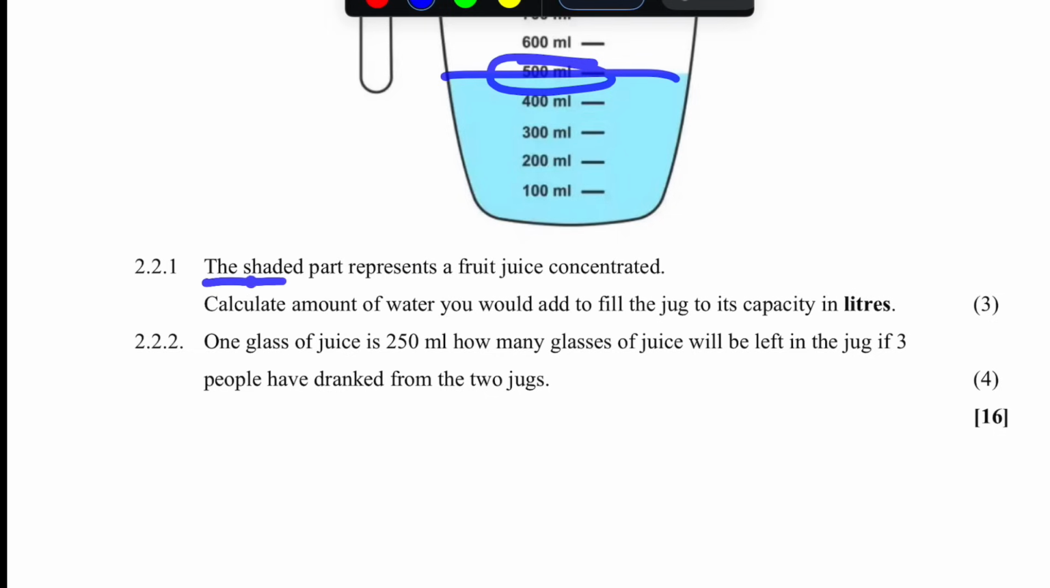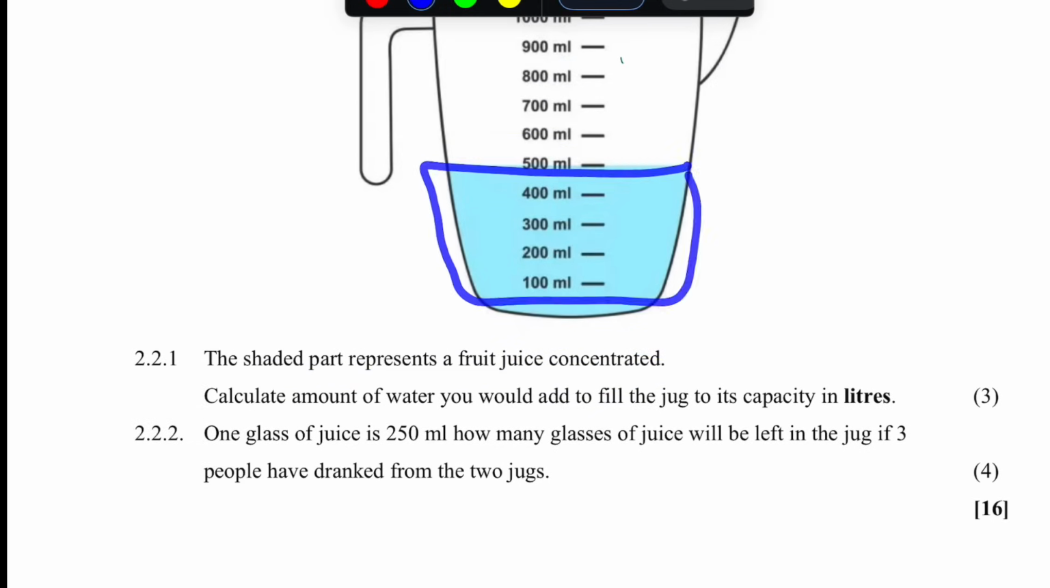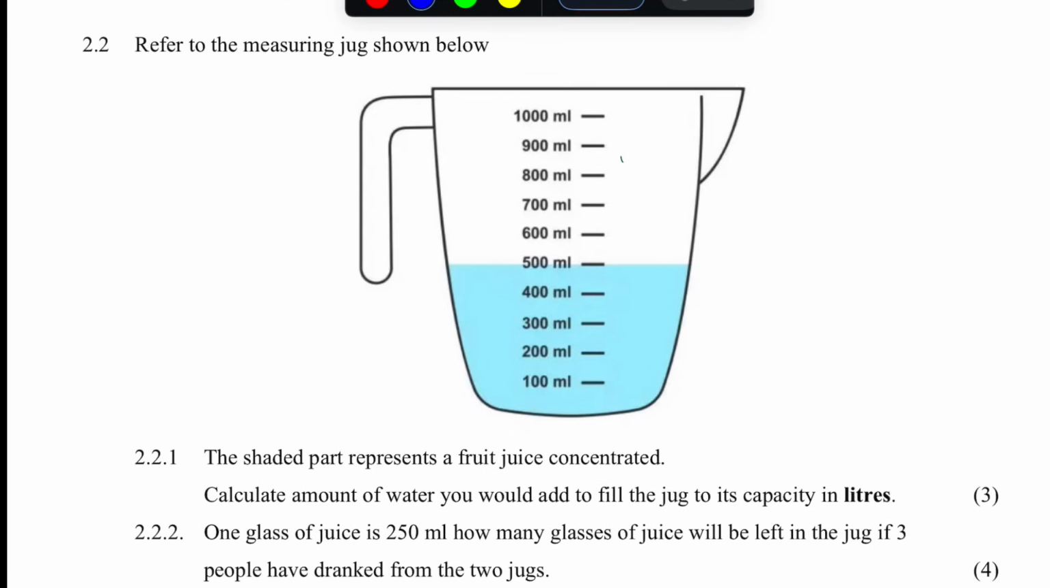Now it says here the shaded part represented the fruit juice concentrate. This is the concentrated juice, guys. This is the Oros without water, for example. Now it says calculate the amount of water you need to add to fill the jar to its capacity in liters, right? In liters, guys. To fill to its capacity, you need to fill it there. So now if you look at the Oros there, it's half filled.